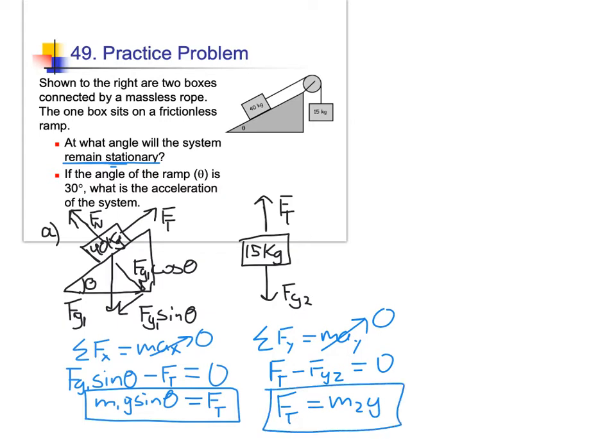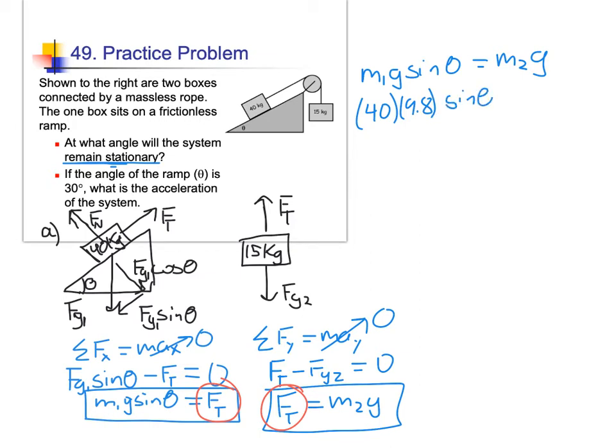So what I can do now is take these two equations that I just came up with and set them equal to each other. I see that both equations are equal to Ft, so I'm just going to set the equations equal to each other. So we can say m1g times sine of theta is equal to m2g. We could go ahead and cross off the g's, or you can just sub in what you know. We know mass 1 is 40. We, of course, know g is 9.8 times sine of theta is going to be equal to 15 times 9.8.